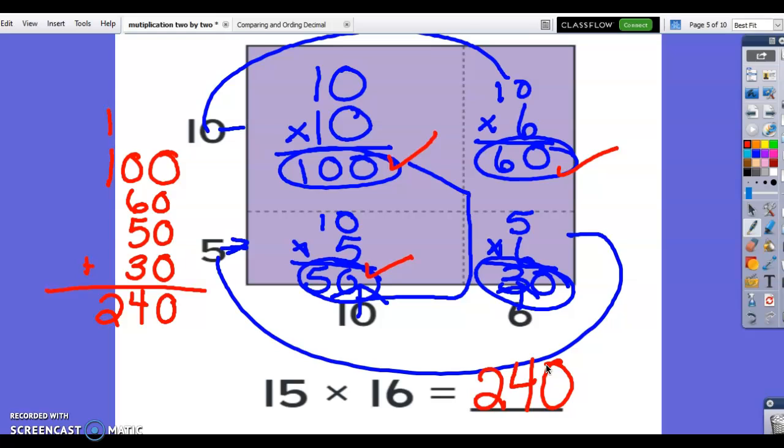Again, we separated the expanded notations, and then we multiplied each one of those values inside the square. And once we had that, we had our partial products. And then the last step is finally to add them all up for your final product. Okay, now we're going to do one more.